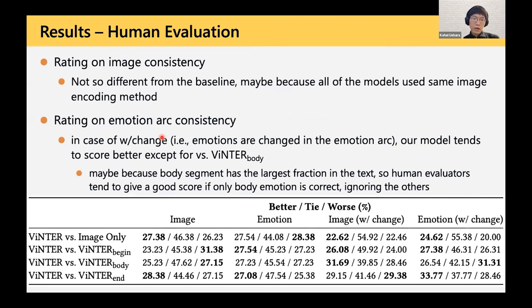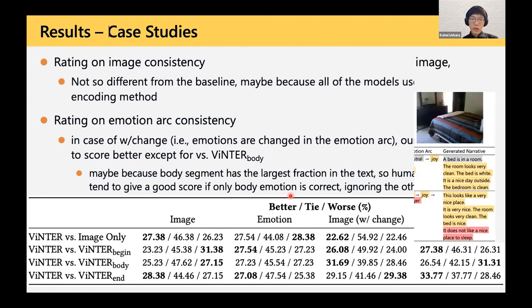And here I'll explain the result of the human evaluation. About the image consistency, we cannot see much difference from the baselines, maybe because all the models use the same image encoding method. And in terms of emotion consistency, I'd like to focus on cases where there are changes in the emotion arcs. In those cases, our model tends to score better than the compared methods, except for the body-only model. This is maybe because the body segment has the largest fraction of the narrative, so human evaluators tend to give a good score if only the body emotion is correct, ignoring the other parts.